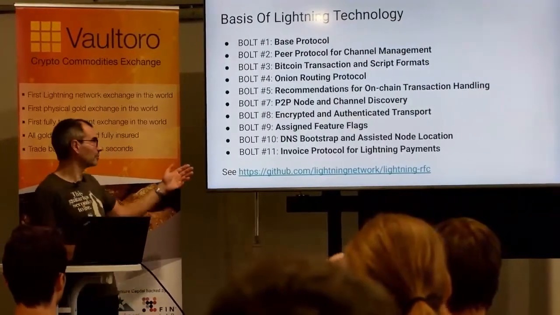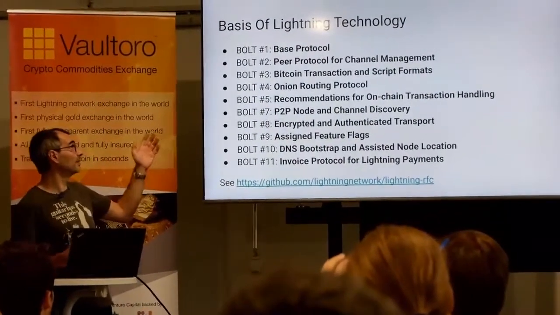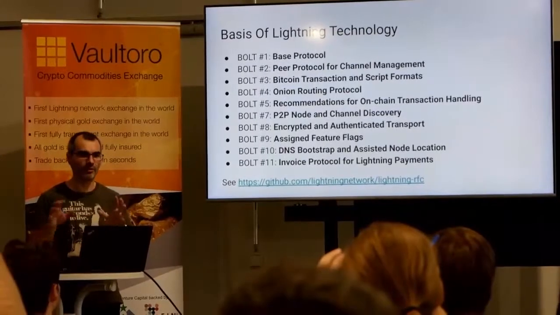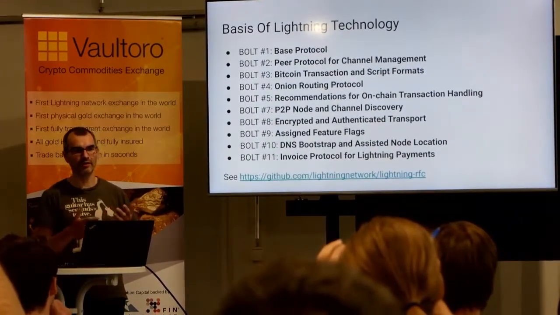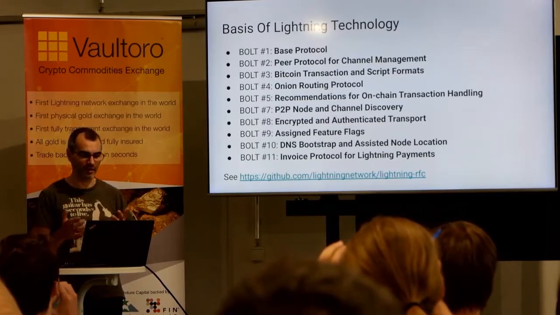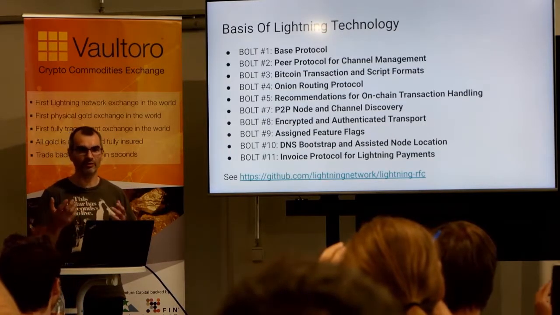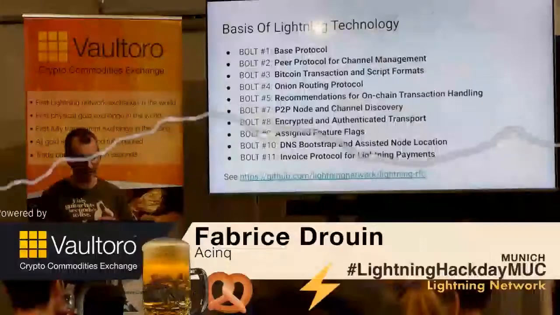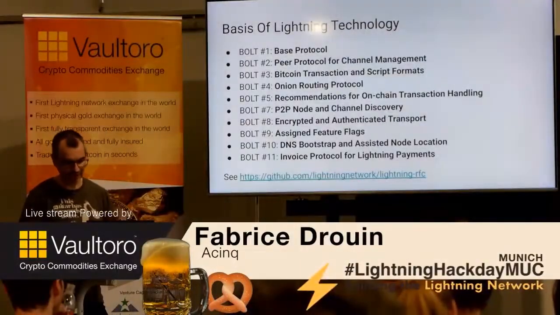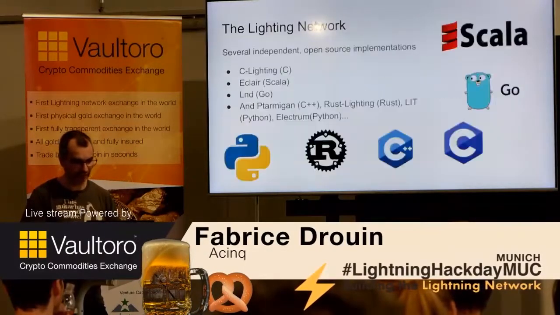So the Lightning specs describe the wire messages, the binary messages you need to send to other nodes to communicate with them, the transport layer that includes encryption and authentication, the format for the transactions that you sign, and how you discover other nodes. It's very complete and it's very low level.